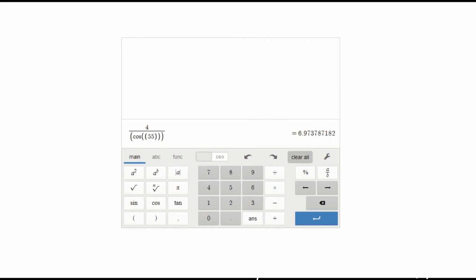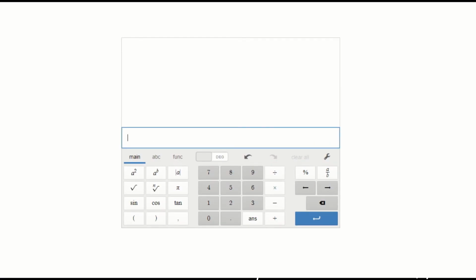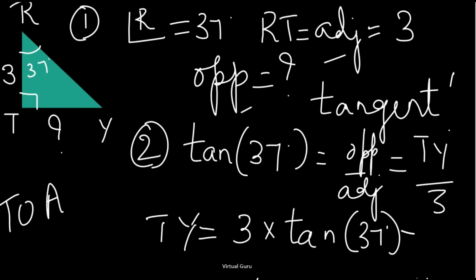So clear this first of all. So 3 into tan of, put a bracket, the bracket will come automatically there, 37, that is equal to 2.26. So our answer will be 2.26. This is the length of the side TY. I hope it is clear to you by now.